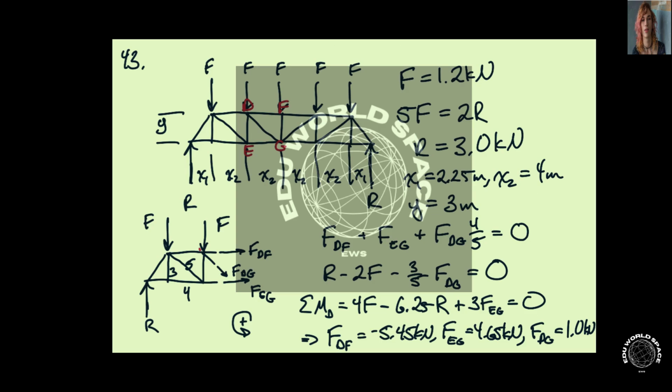So what we see here is the angled one has the lowest load. This one up here is in compression, and this one is in tension. And that's what we would expect, because we'd expect this to be bending like this. So the ones above the center line here should be in compression, and the ones below will be in tension.